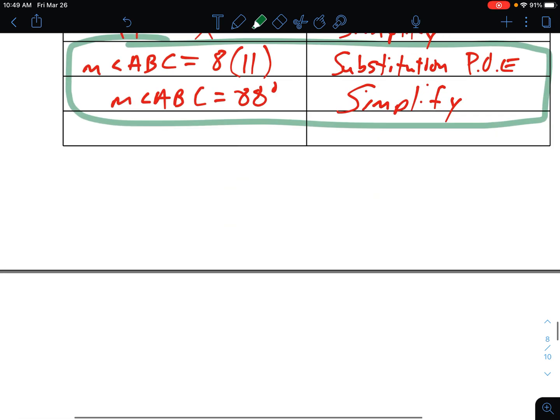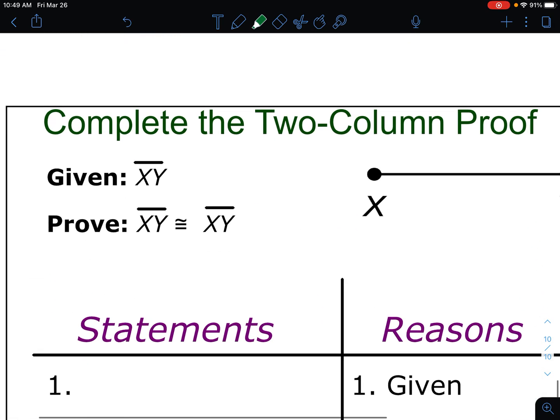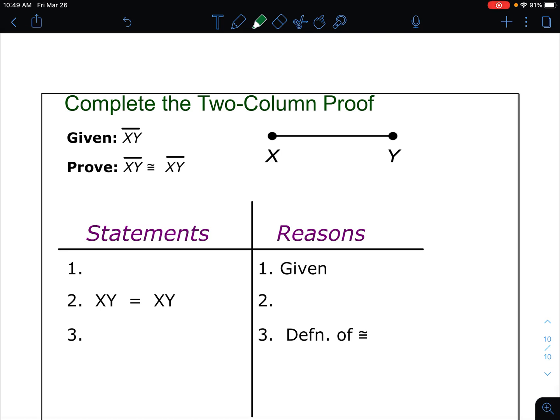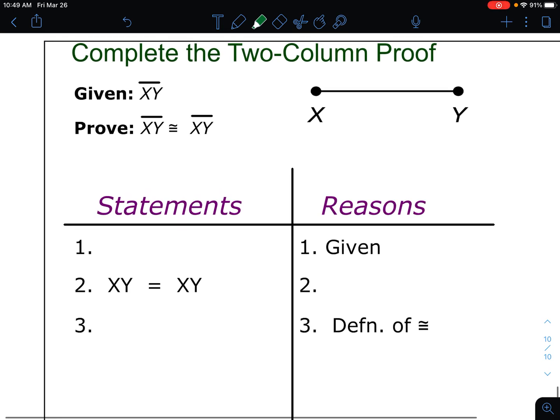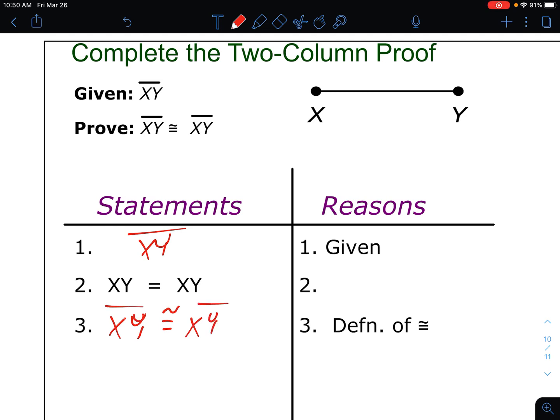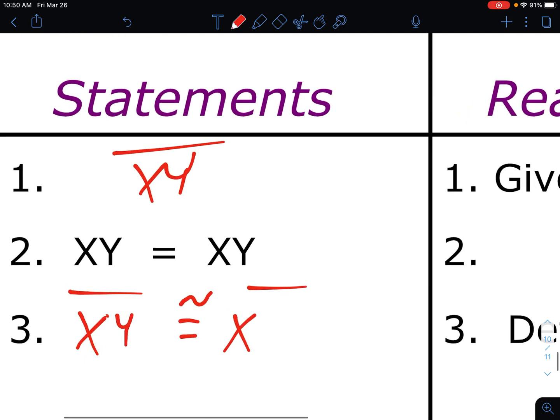All right, let's jump to that last one. Okay, this is a simple one. But it's got one of those 3 new ones that we were talking about. So what do we have here? They give us just a line segment, right? XY is the line segment. So what do they give us? Given XY line segment. What are we trying to prove? We have to prove XY is equal to itself, or sorry, is congruent to itself. So if we can prove that it's equal, then we can prove that it's congruent.